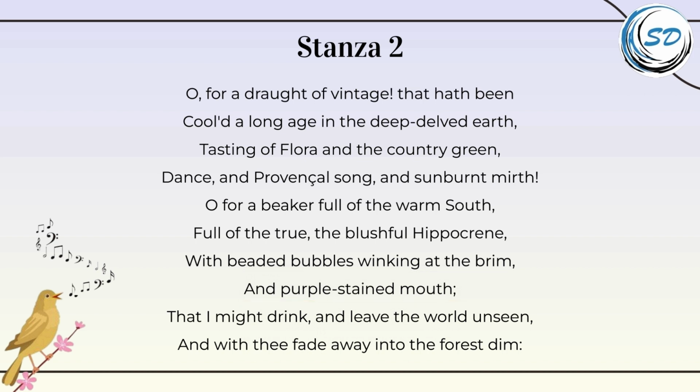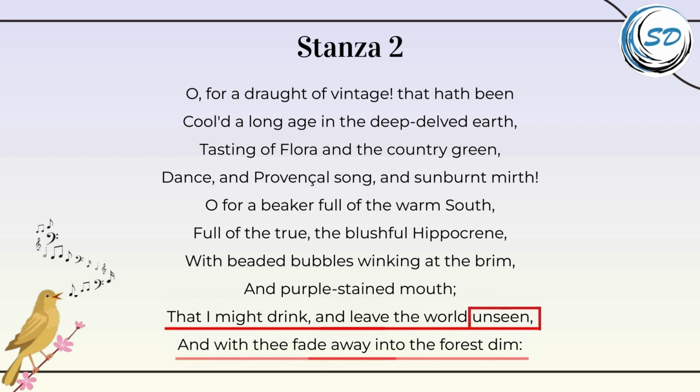With this vintage wine in hand, the poet envisions a moment of escape and bliss. He wishes to drink deeply from this beaker and be transported into a state where he becomes disconnected from the world, leaving it unseen. By doing so, he hopes to join the nightingale in its world, where he can fade away into the forest dim. This desire for fading away suggests a desire for temporary oblivion or transcendence, where the poet can experience a union with nature and the nightingale, finding relief from his mortal sufferings.